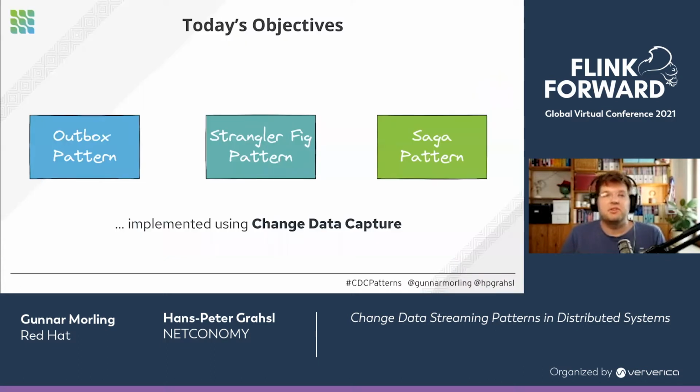And for this session today, we would like to talk about 3 different patterns which we can use in distributed systems for implementing specific requirements. One would be the Outbox pattern for exchanging data between different microservices. The next one is the Strangler Fig pattern to move from a monolith over to microservices. And lastly, we would like to talk about the Saga pattern for implementing long-running business transactions.